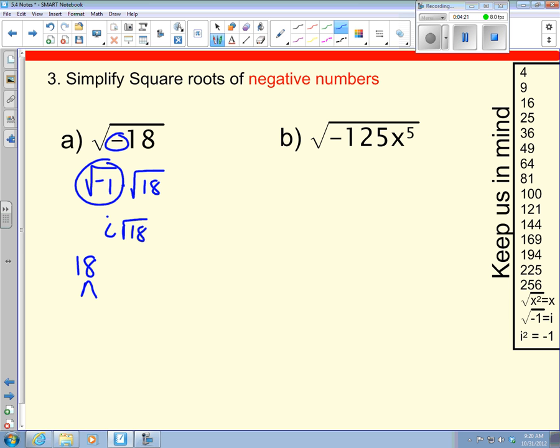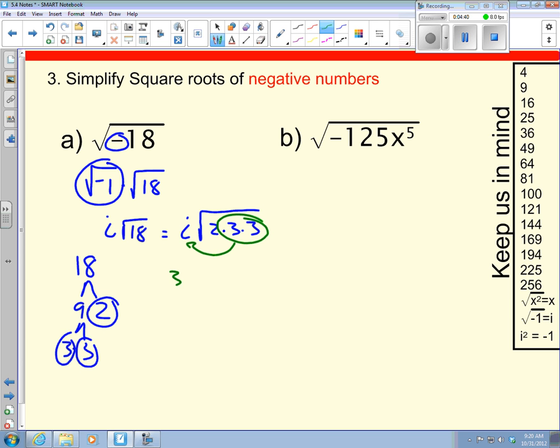Pull out what you can. This is 9 times 2. And that's 3 times 3, so I have 3 prime numbers. So this is equal to i square roots of 2 times 3 times 3. I have two factors of 3, so I can pull it out. When I pull it out, I multiply it by the i on the outside. So it's 3 times i square roots of 2, or you'd simply write 3i square roots of 2. That is our simplified answer from here. As soon as you see this negative underneath the square root, you know you have an imaginary number.